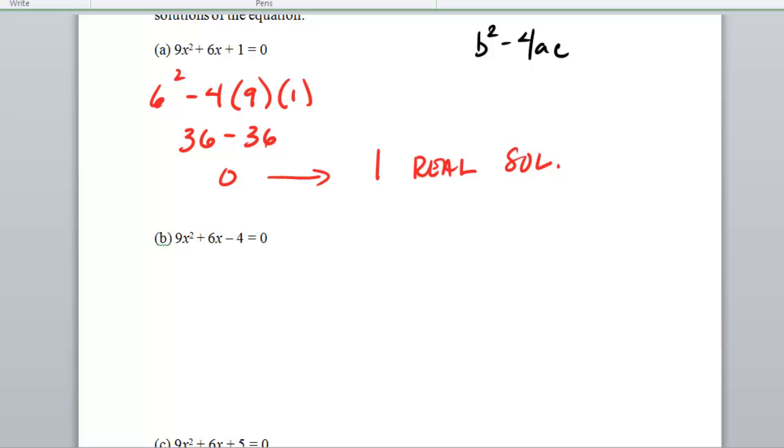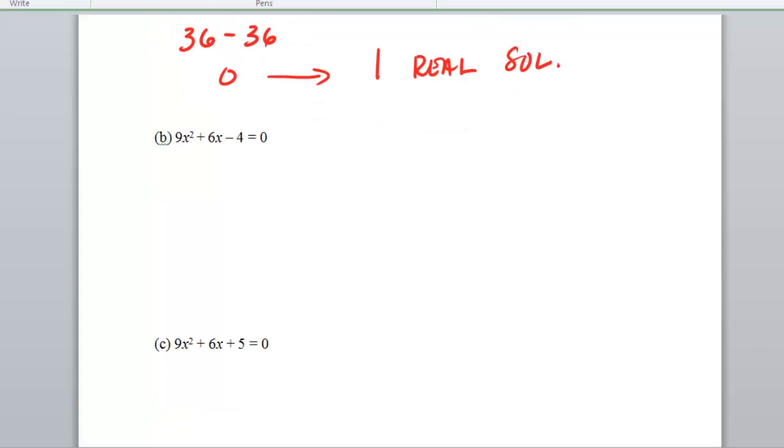The other nice thing about the discriminant: if I wanted to solve this and I noticed that the discriminant equals 0, then it would probably be a pretty good idea for me to factor it because it's a perfect square trinomial, instead of going through the entire quadratic equation. Let's take a look at the next one.